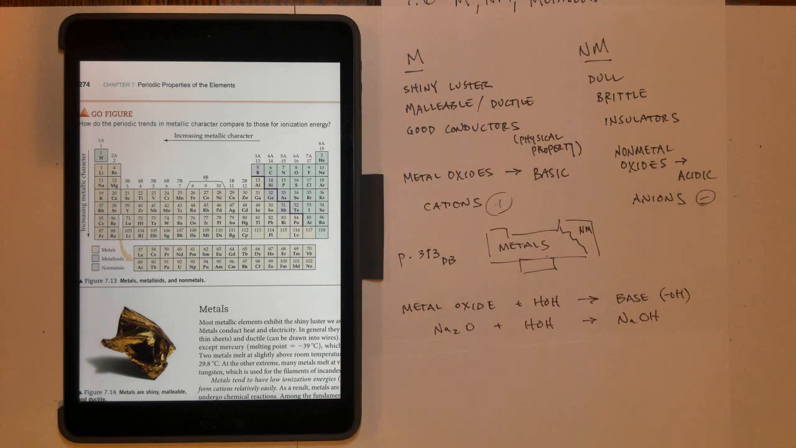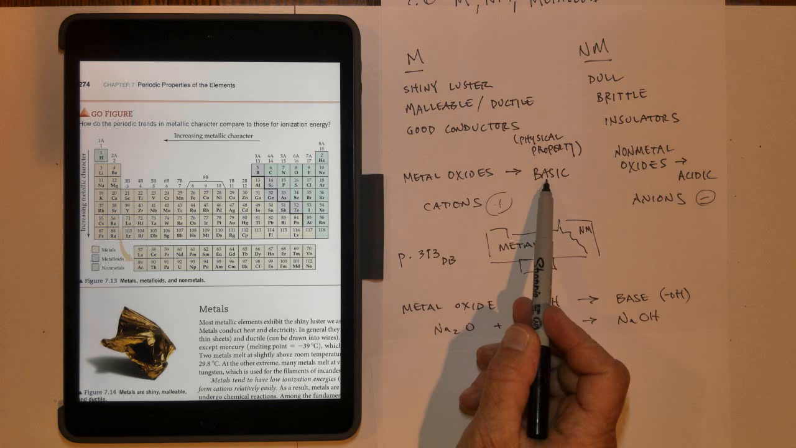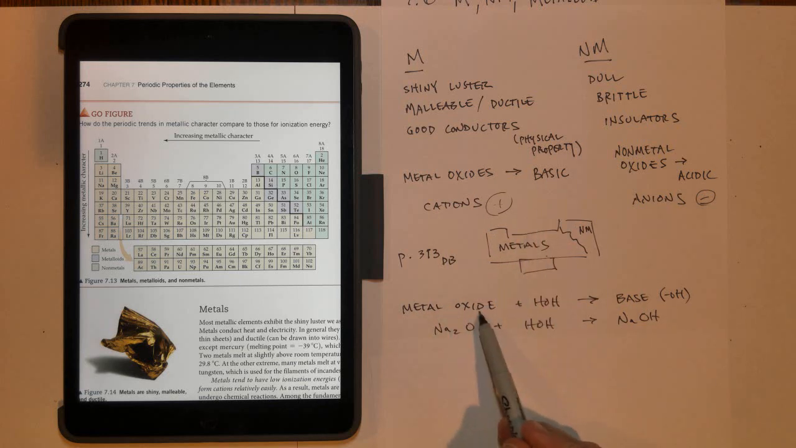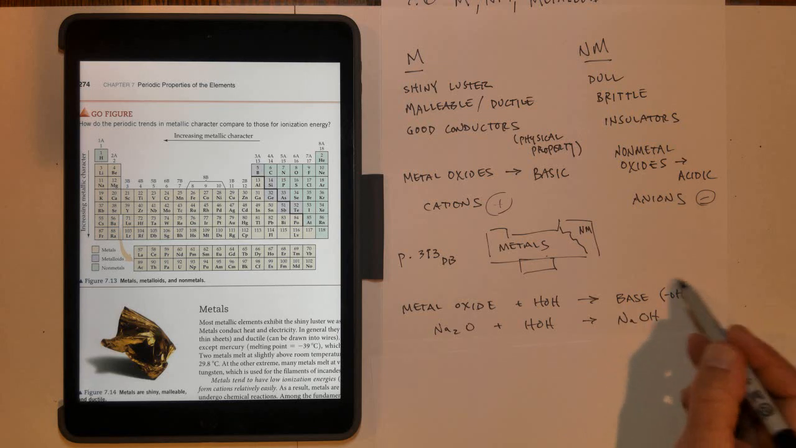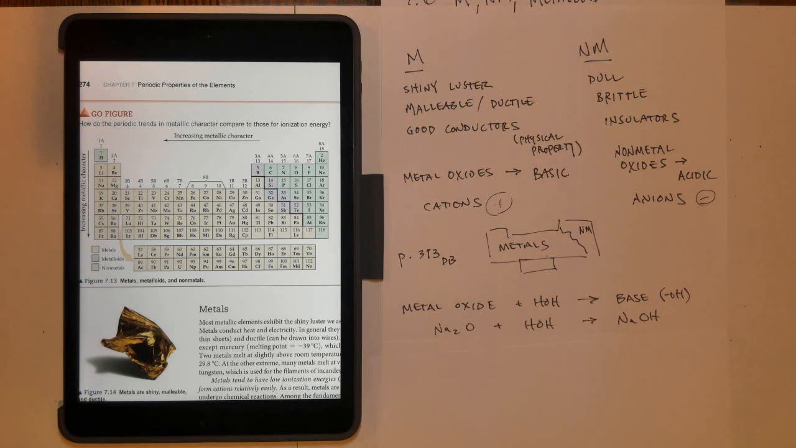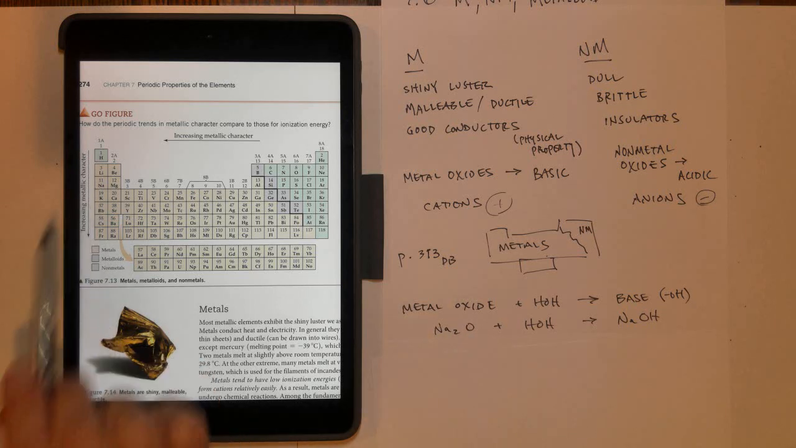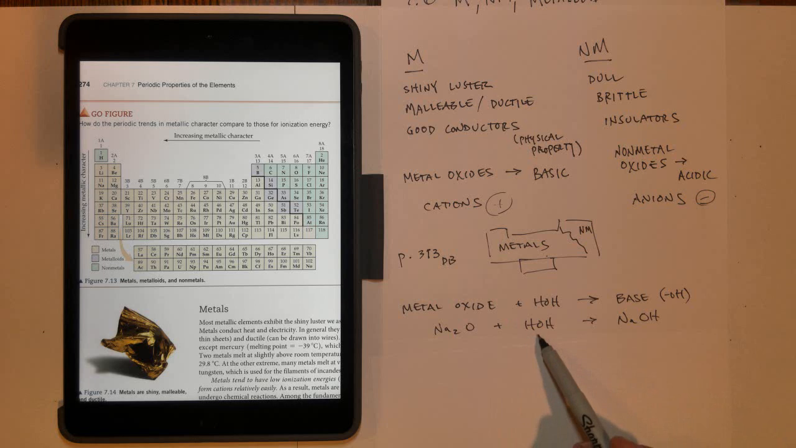So here are a couple of trends as far as the chemical equation goes. A metal oxide forms a base. So metal oxide and water forms a basic solution that generally has OH in it, a hydroxide group, meaning that it's basic. And so here is a metal oxide, sodium oxide. React it with water, and it makes a base, NaOH, a strong base.